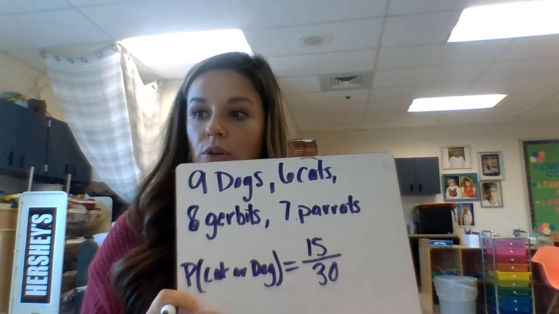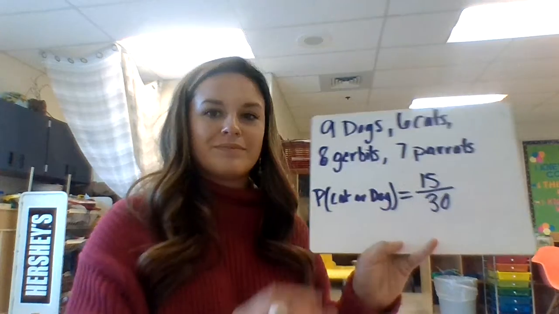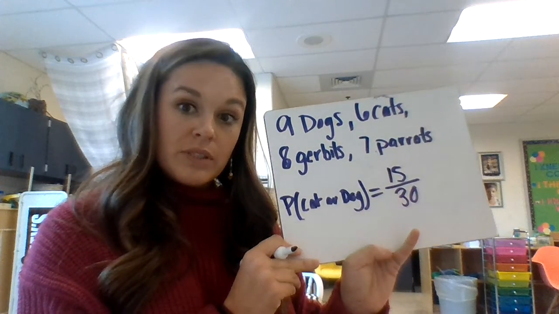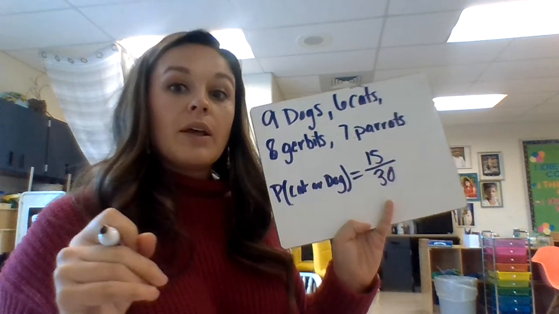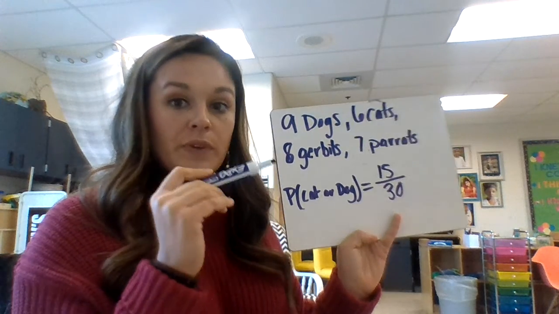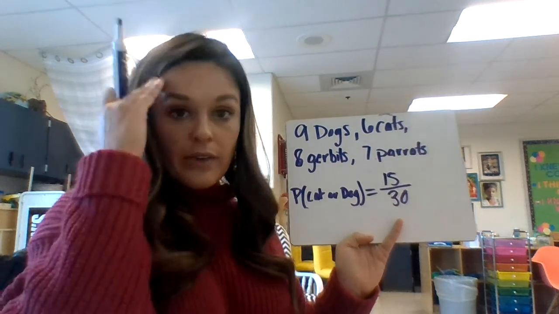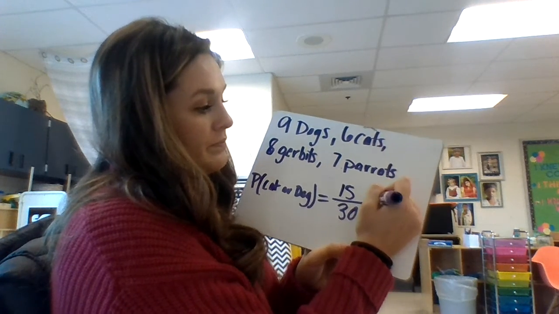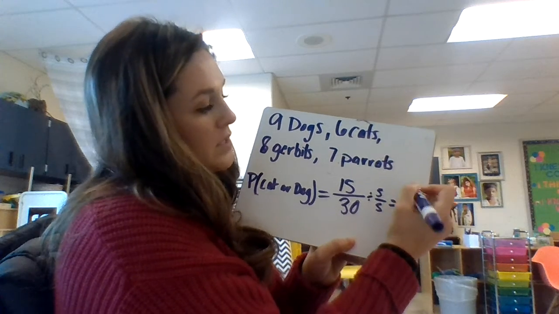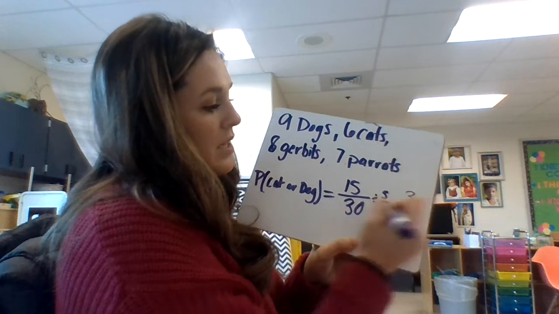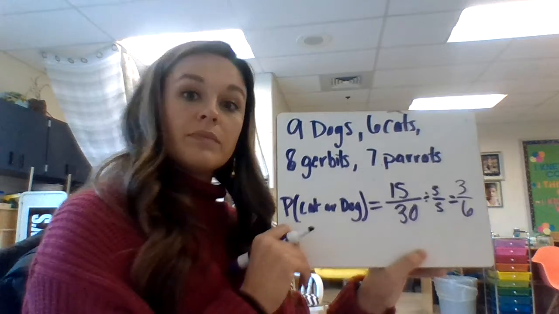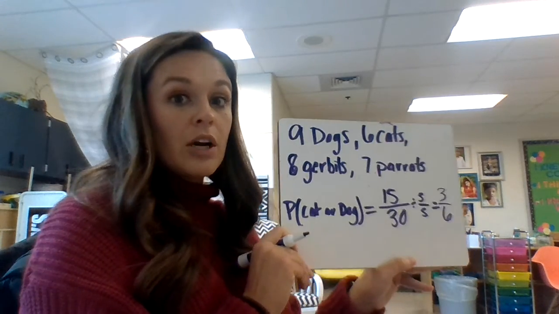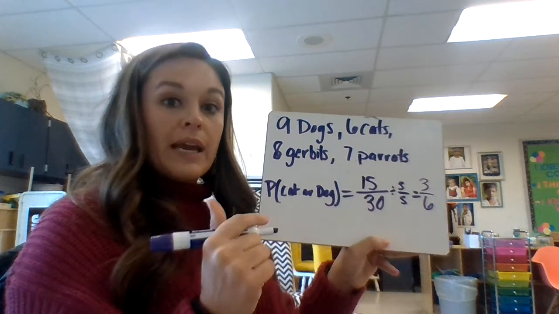Okay, so if you want to reduce this, well, you have to figure out a number that goes into 15 and 30. So right off the top of my head, I know 5 goes into them. So 15 divided by 5 is 3. 30 divided by 5 is 6. I'm going to give you a little hint. That's still not simplified completely all the way down. So what goes into 3 and into 6?